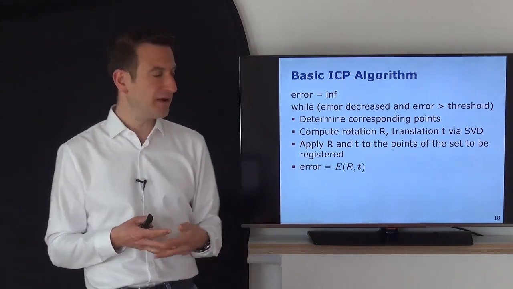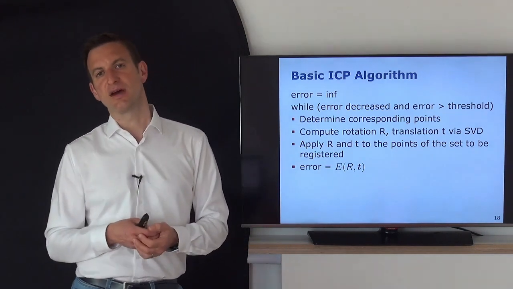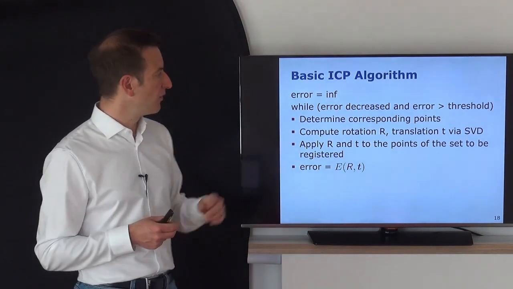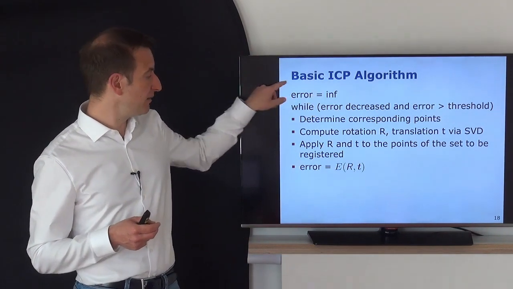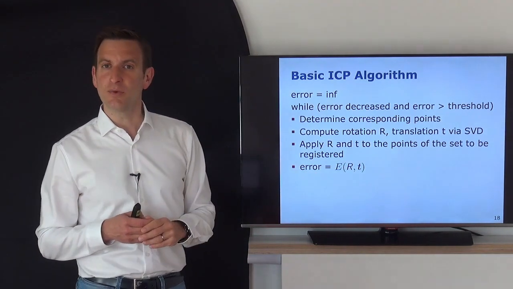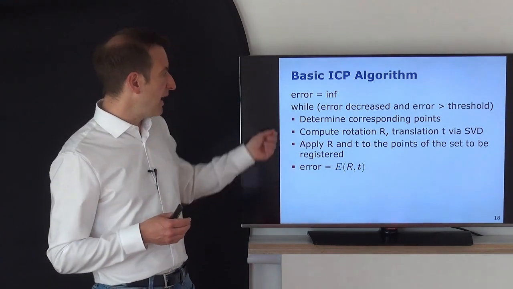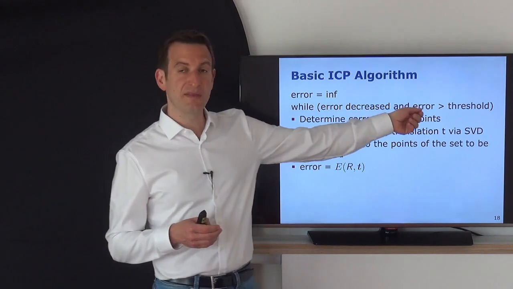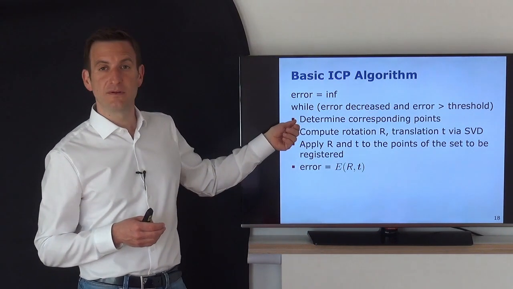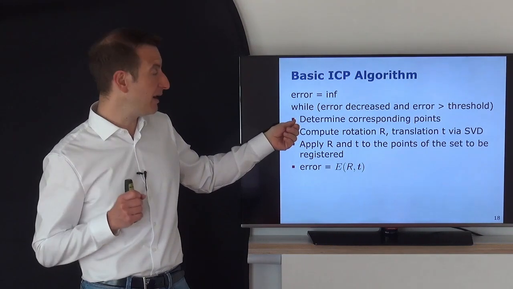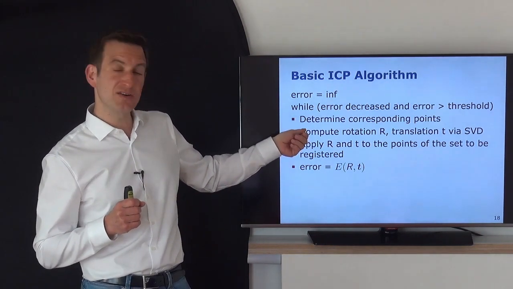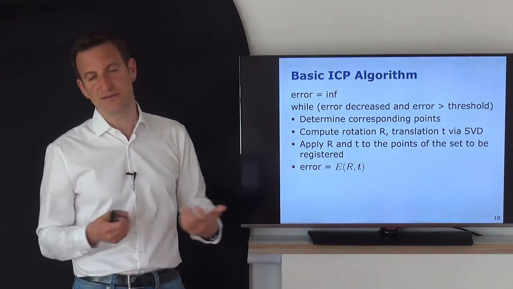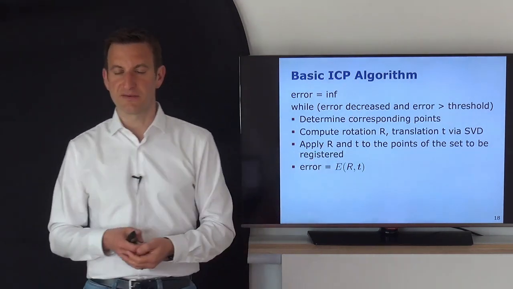Then we can compute an error value, which is basically the error function that we're trying to minimize. So what is the sum of the squared errors between the corresponding points? I start with a high error value, infinity in the beginning, and after the first alignment this error will be smaller. Then I enter the while loop again, say yes, the error has decreased, because from infinity to something smaller, and assuming the error is still larger than a certain threshold, I again look for new data associations, given my better solution, compute rotation and translation matrix, apply them, and compute the error again. I continue this process until the error doesn't decrease anymore, or the error is smaller than a certain threshold.